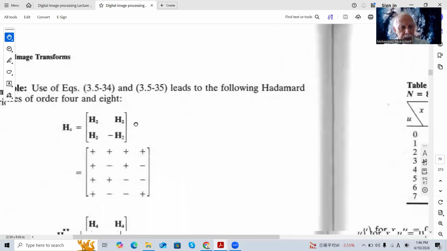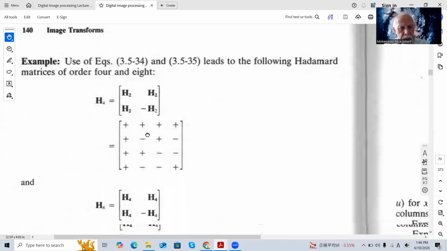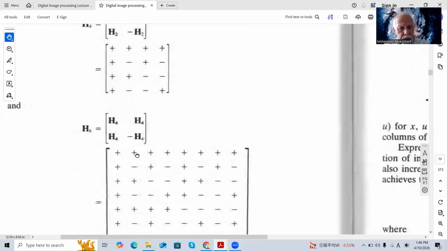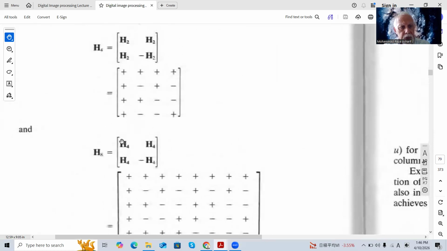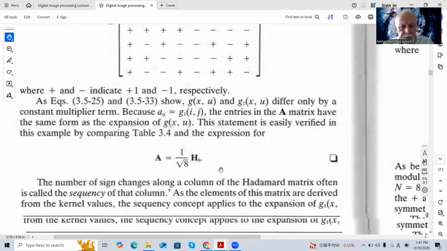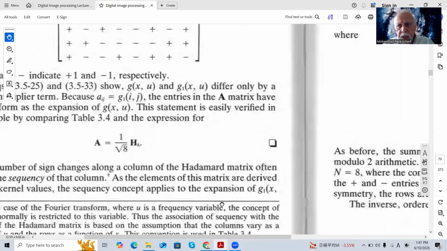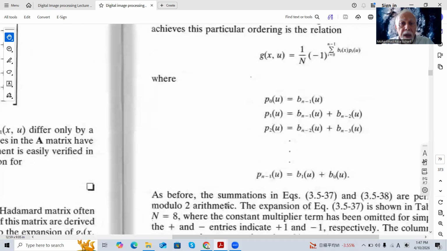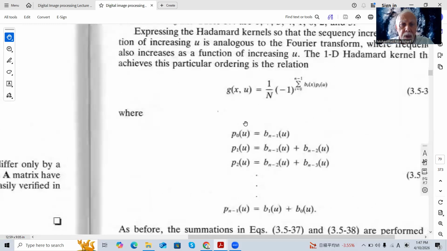And then this is an example that shows you how from H2 we obtain the H4 kernel like this. From H4, we obtain the H8, something like this. This is matrix 4. Also, this is not ordered Hadamard.